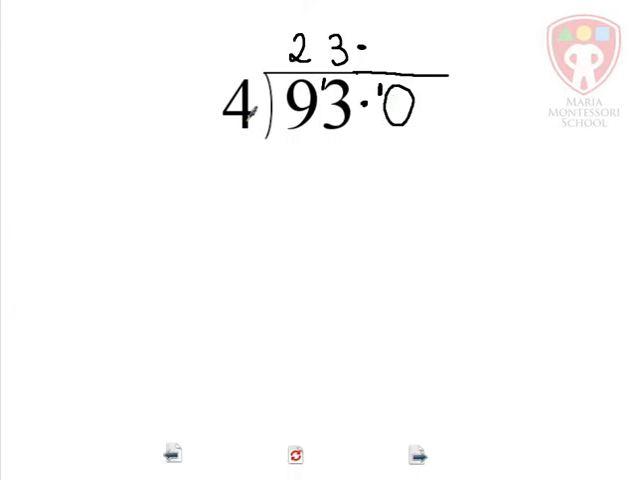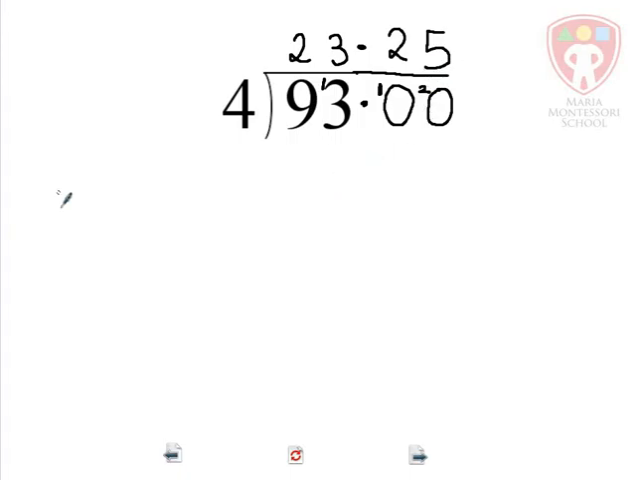Good. So now, how many 4s are there in 10? Again, 2. Remainder 2. So what are we going to do? We need to write another 0 here. Always write your 0 first before you write your remainder. There. And how many 4s are there in 20? Of course, there are 5.